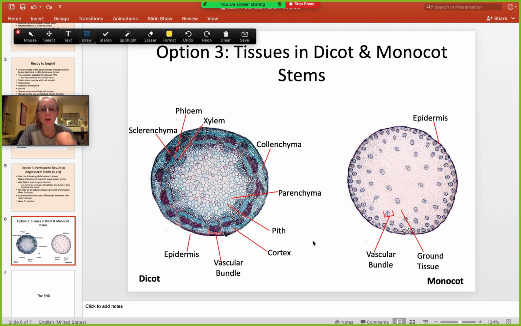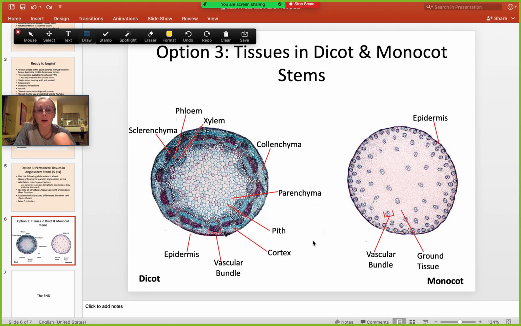So today we're going to be discussing tissues in dicot and monocot stems. So historically, dicot and monocot were the two subdivisions of angiosperms. Angiosperms are flowering land plants. Dicots evolved first, with monocots branching off later on.